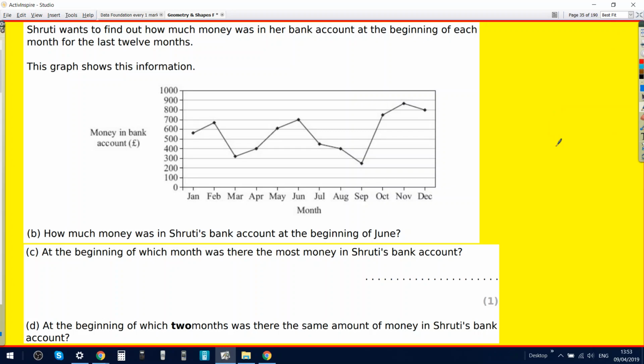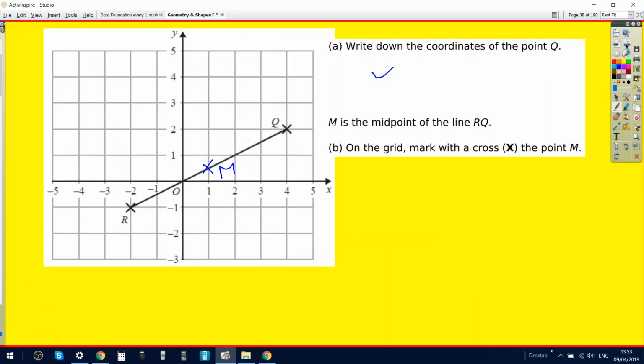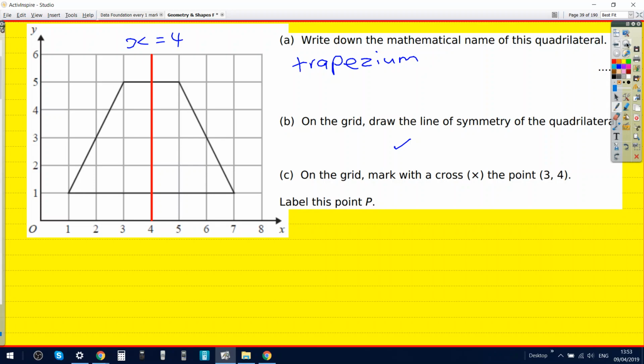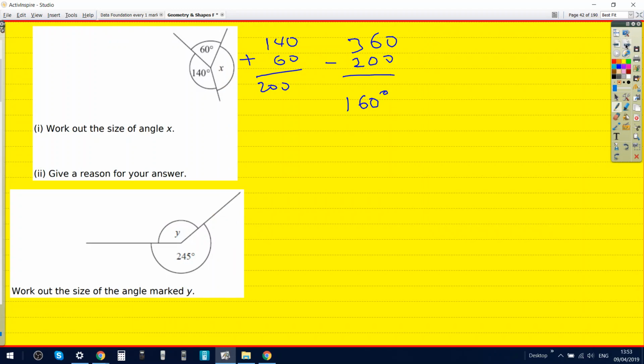Part B. How much money should she have at the beginning of June? She had £700. I think you'll be fine for the rest of that. Not challenging. Let me just see something. Yeah. So you're going to be fine there.